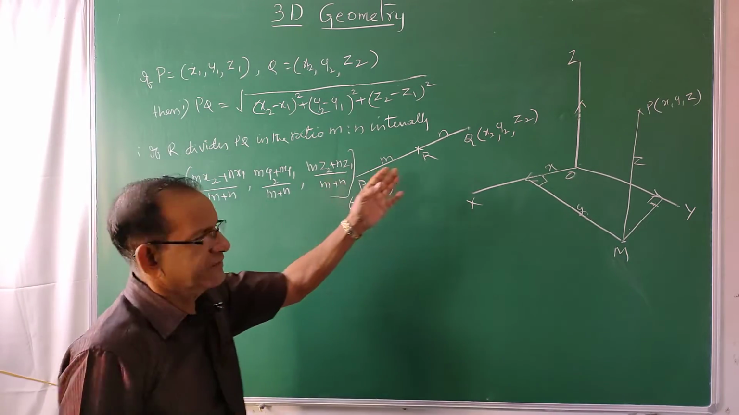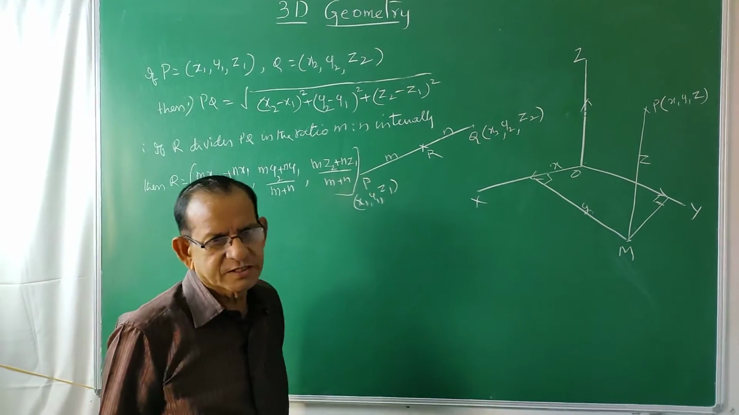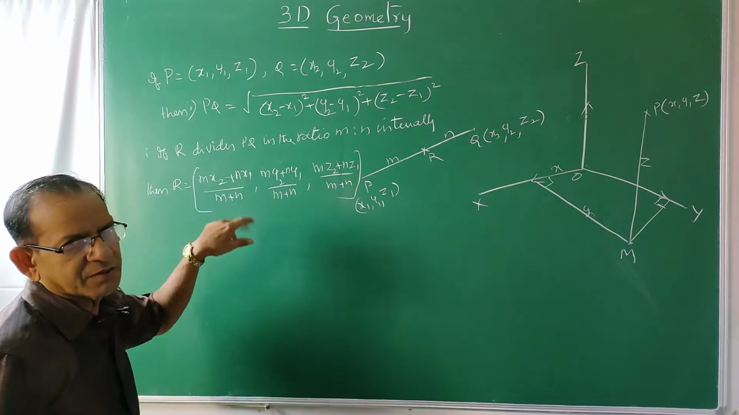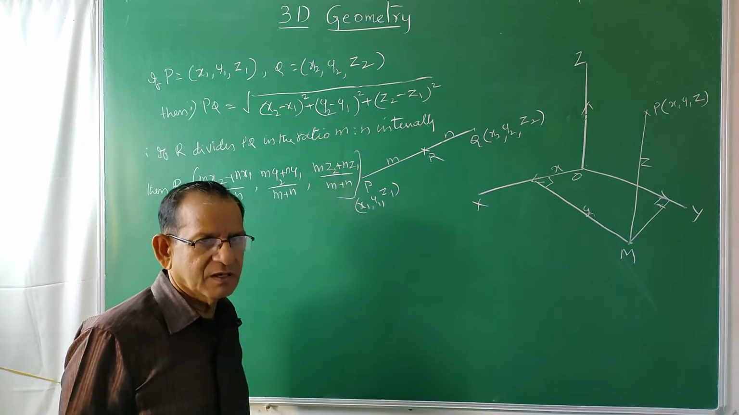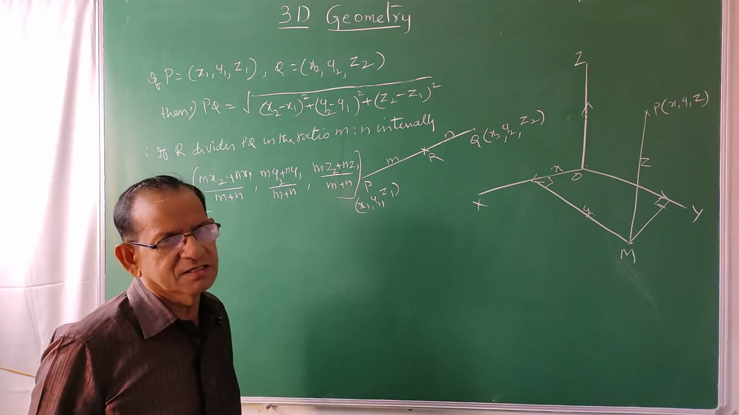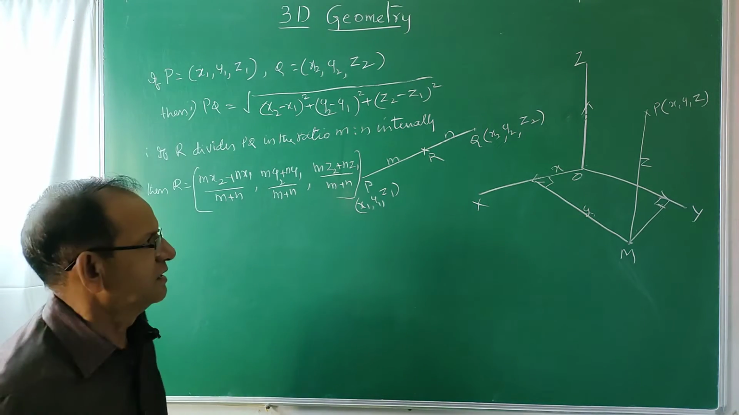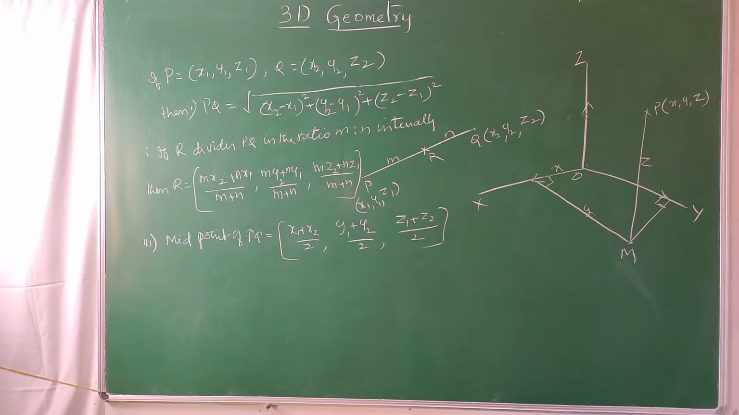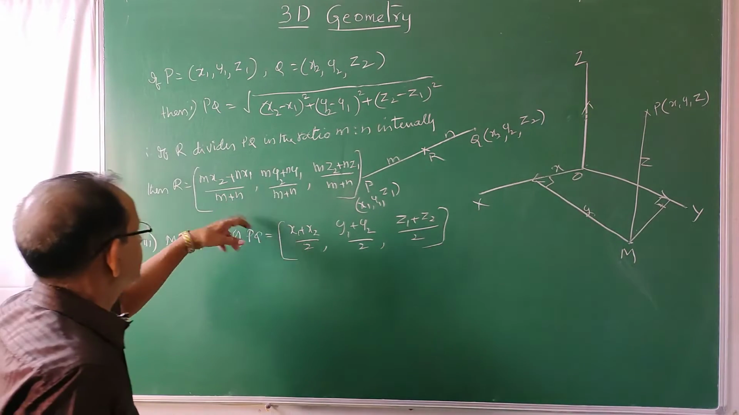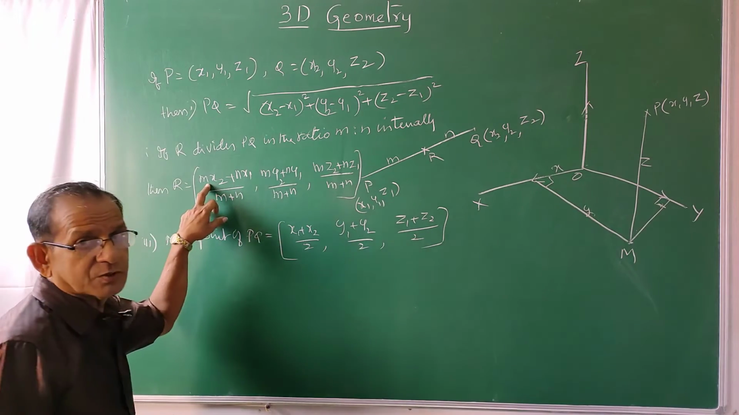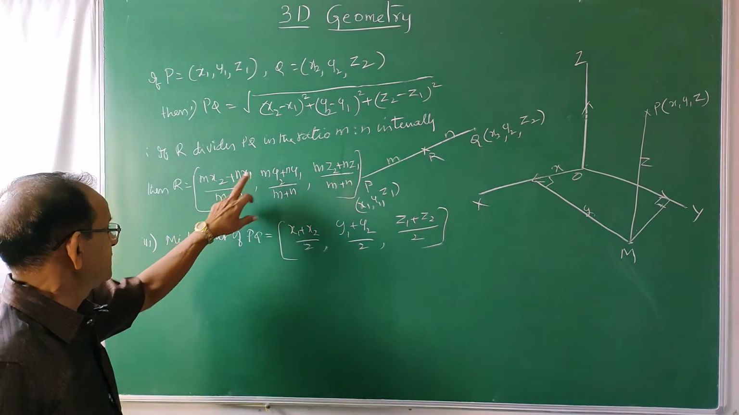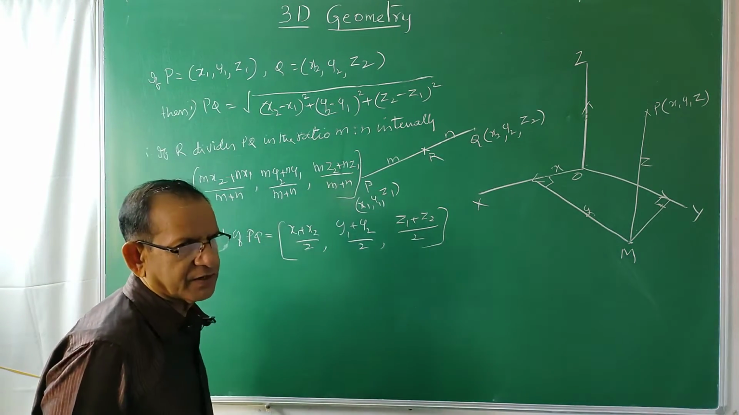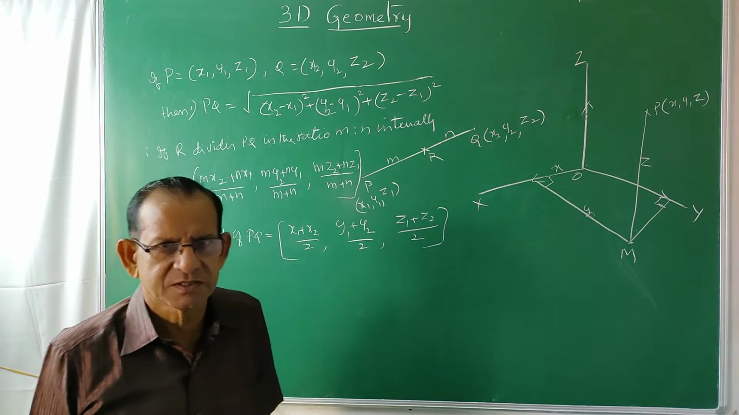Suppose if R divides in the same ratio externally, then you have to replace n by minus n. That is mx2 minus nx1 by m minus n, my2 minus ny1 by m minus n, and mz2 minus nz1 by m minus n. Now, midpoint of PQ means m:n is 1:1. If you put m is equal to 1 and n is equal to 1, you will get x2 plus x1 by 1 plus 1, that is 2. Similarly, y coordinate is y1 plus y2 by 2, z coordinate is z1 plus z2 by 2.